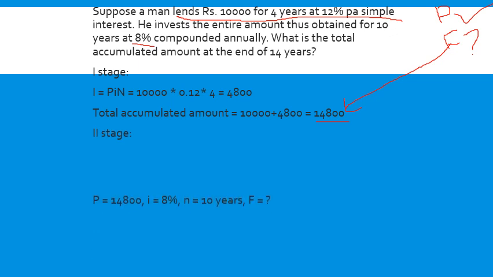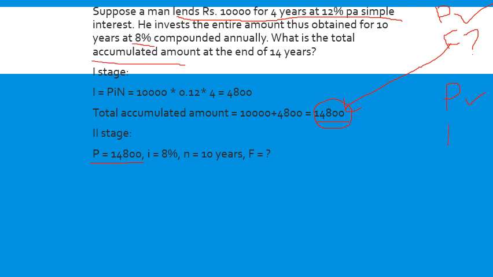Okay, let us start with the second stage. So what is this depositing this 14,800? I am depositing that today. Today in the sense what? At the end of 4 years. So when I invest that at the end of 4 years, that is P. So P is known to me. What am I trying to get? Total accumulated amount. Accumulated amount in the sense what? Future amount, accumulated amount, compounded amount. That is nothing but F. What is F? Calculate F.